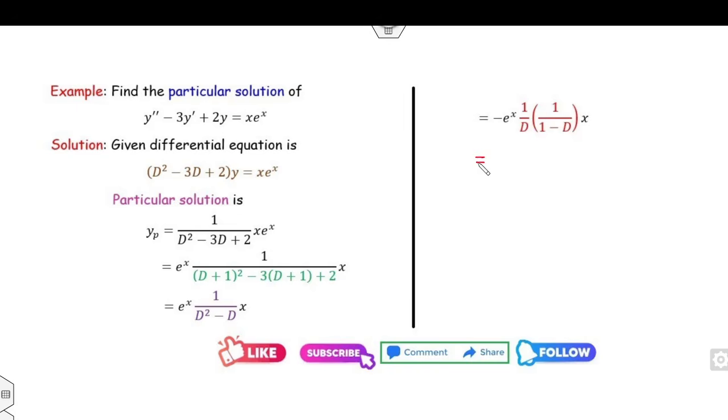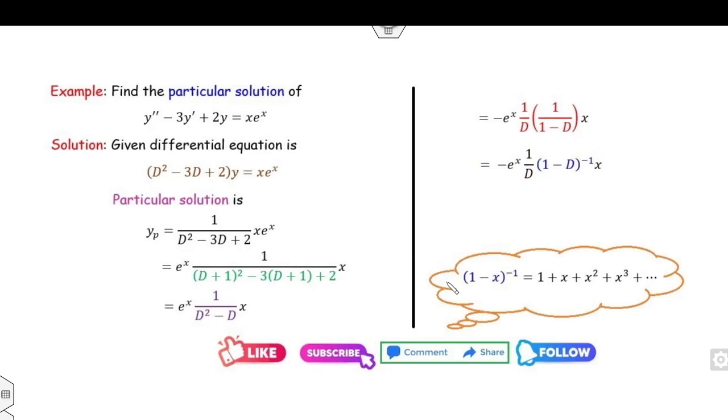Then I can use the series. It is minus e raised to power x, 1 over D is outside, (1 minus D) raised to power minus 1 of x. Then I can expand the series of 1 minus x. Now you have to expand until the power up to 1. So 1 plus D plus D square. Now the powers more than this, I can stop writing. Fine.